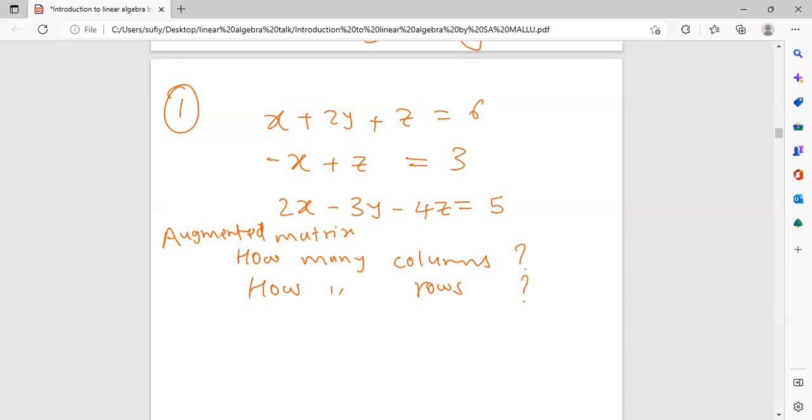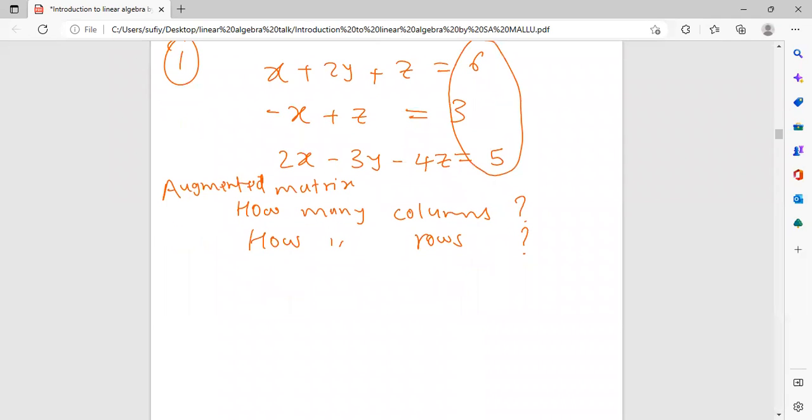Let me recall. The number of rows equals the number of given equations. The number of columns equals the number of variables that you are given plus 1. The plus 1 is for the constant that is given to you. If you talk about a coefficient matrix, then we don't consider this one. We just take the x, y, and z. Okay. Now let me do this again here.